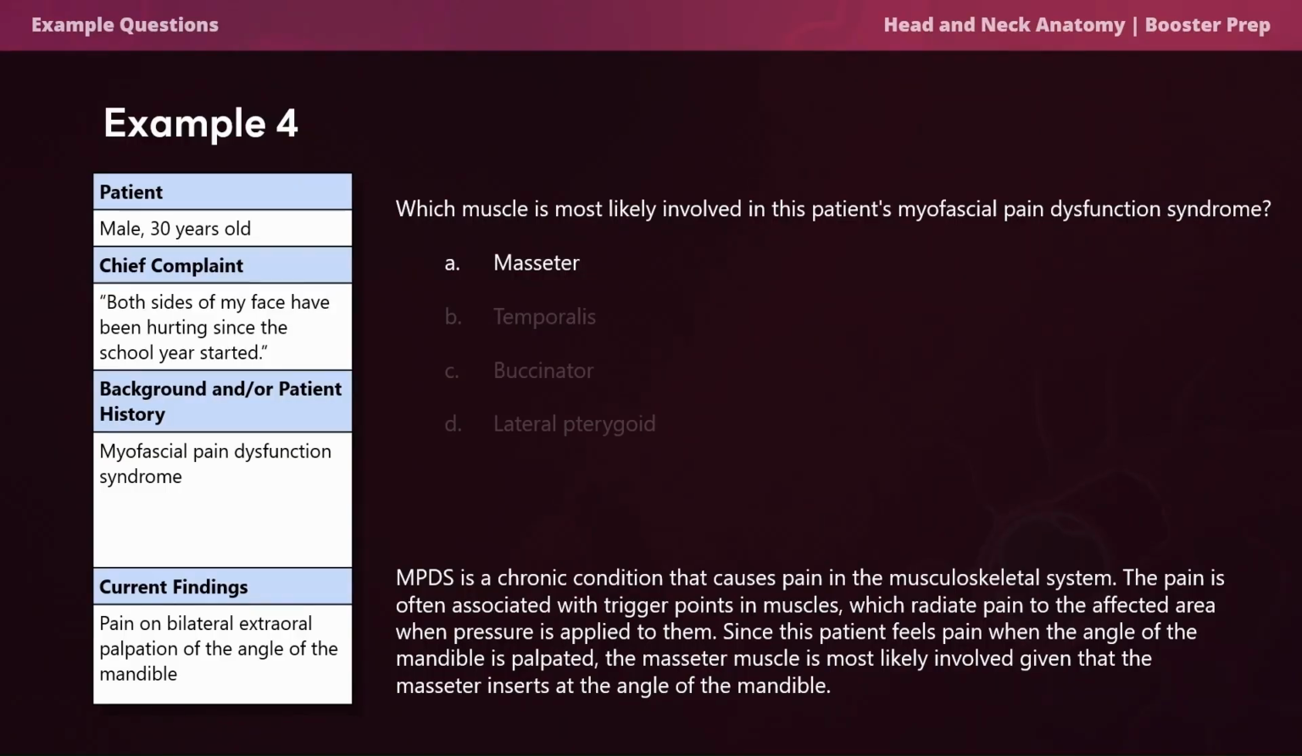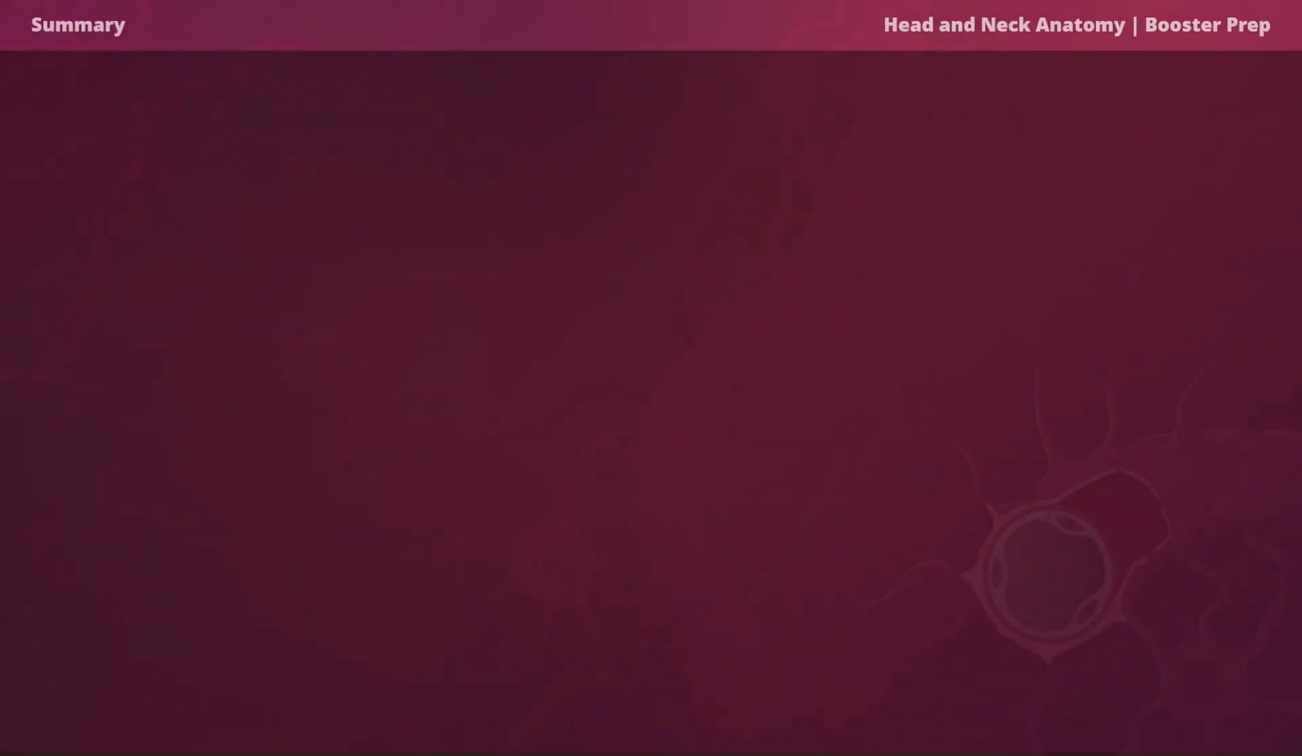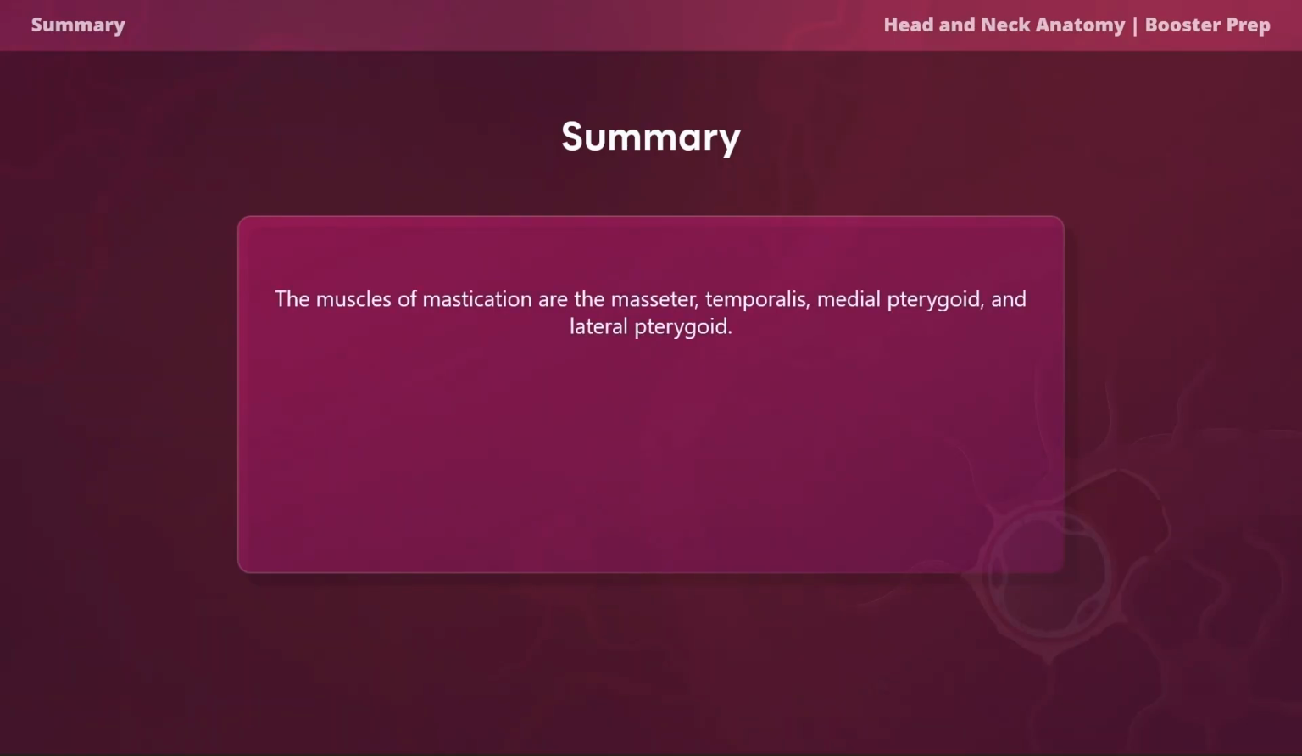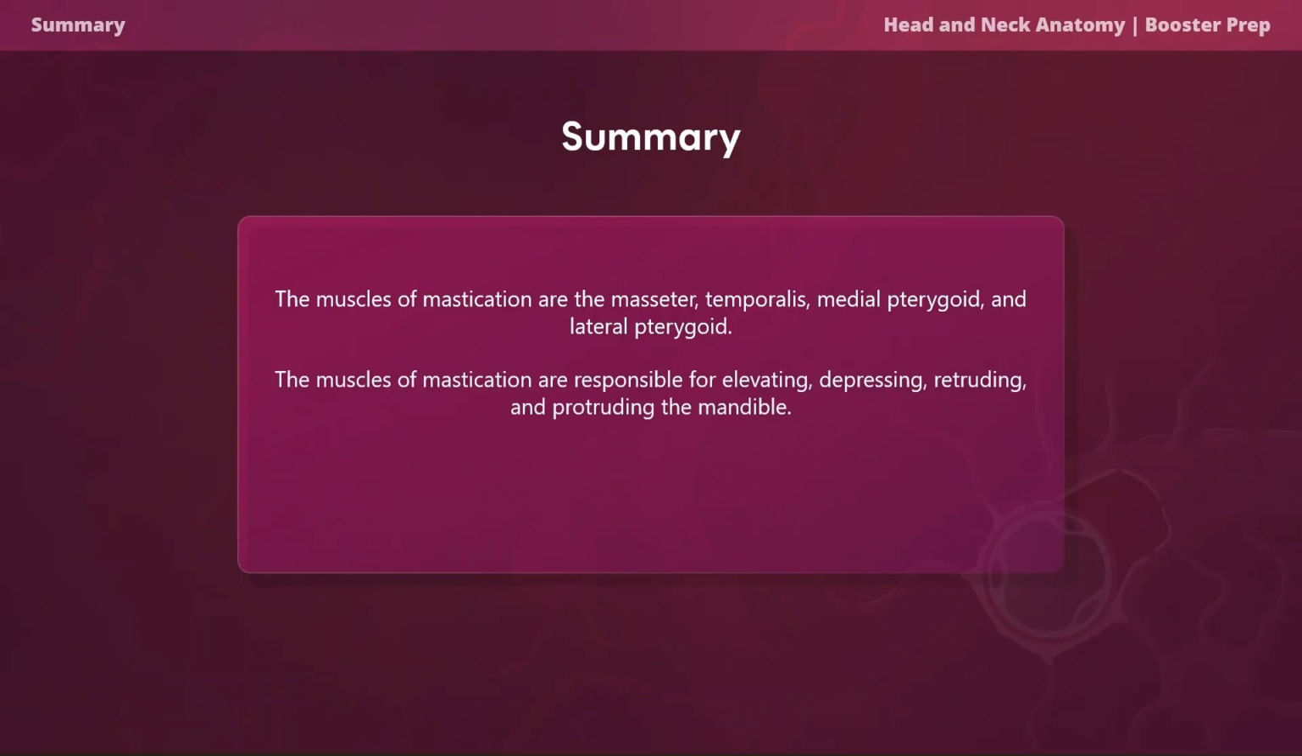And that's that. So let's move on to a summary of everything that we talked about today. The first thing we discussed is that the muscles of mastication are the masseter, the temporalis, the medial pterygoid, and the lateral pterygoid. And then we discussed that the muscles of mastication are responsible for elevating, depressing, retruding, and protruding the mandible. And then we discussed that every muscle of mastication is innervated by the mandibular branch of the trigeminal nerve.